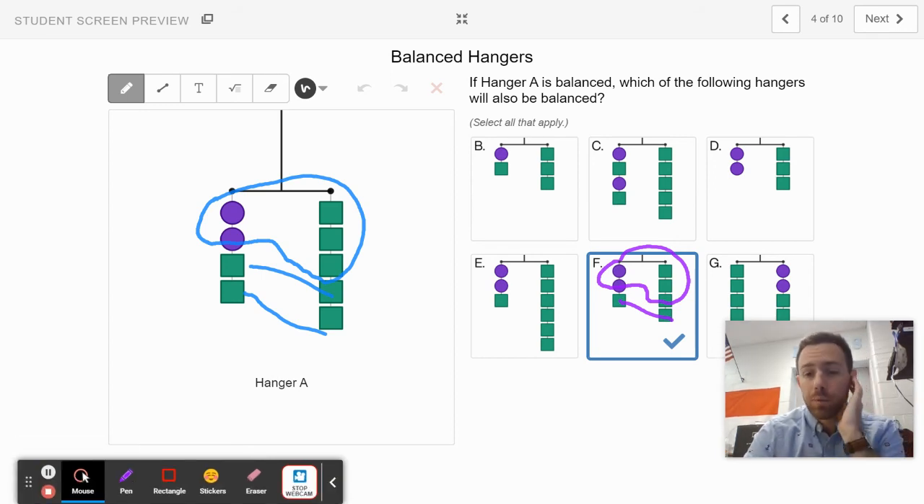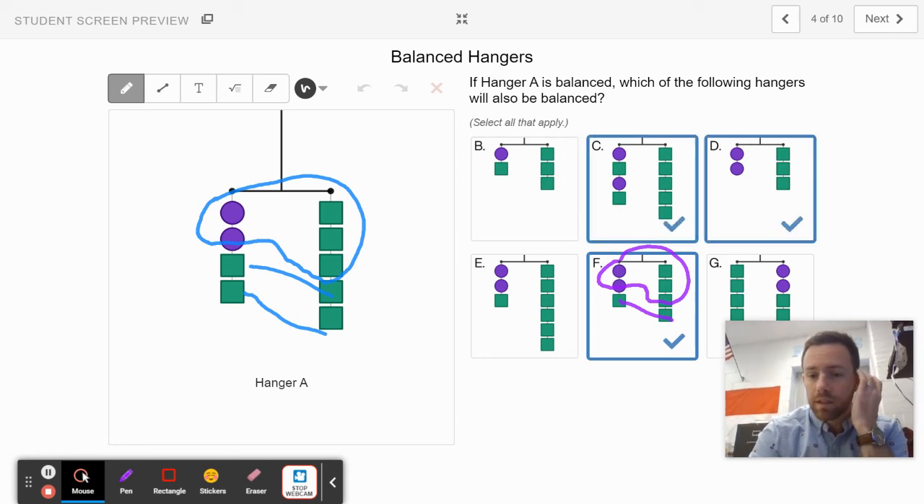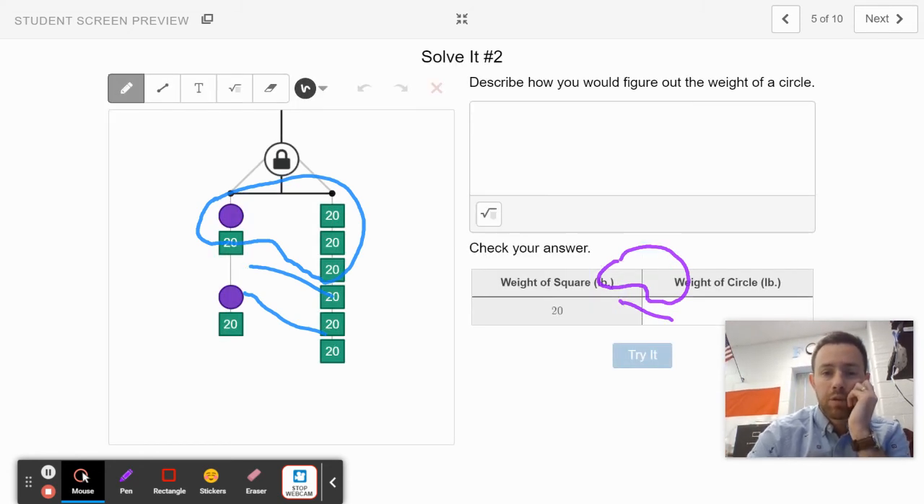The other ones that are also balanced are C, D, and G, and we'll talk more about that in class tomorrow. But at least if you see how F is balanced, then you can feel free to move on to the next slide. We'll talk about the other ones in class tomorrow when we review it. Moving on to slide 5.